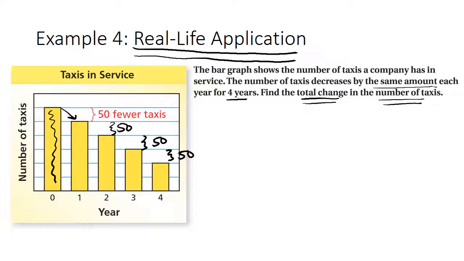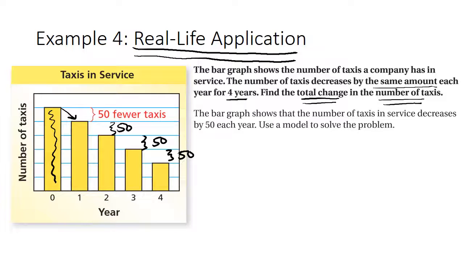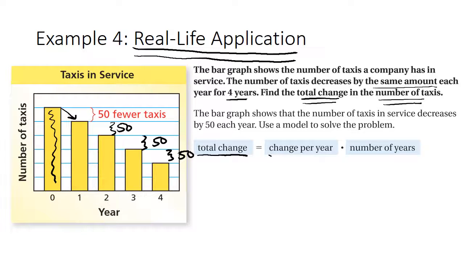So what we can do is set up an equation in order to model what's happening right here. The bar graph shows that the number of taxis in service decreases by 50 each year, and we want to model that situation in order to figure out the total change in the number of taxis. So we can show the total change is equal to the change per year times the number of years. The total change, what we're trying to figure out, is equal to the amount of change that happened each year times the number of years that we look at it happening.